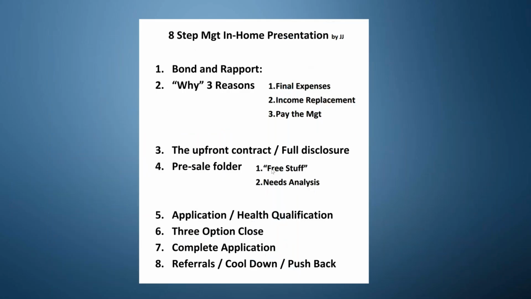Okay, guys, we're going to hop into what we refer to as the 8-step mortgage protection. It's very similar to the final expense. It's just broken down a little bit differently. We're still going to do the bond and rapport. Now we're going to do the why, but we're going to be asking 3 different reasons. We're still going to do the upfront contract. We're going to do the pre-sale folder. But what we've added into the pre-sale folder is doing a needs analysis form, which we typically don't really do on a final expense client. And then the rest is pretty much the same.